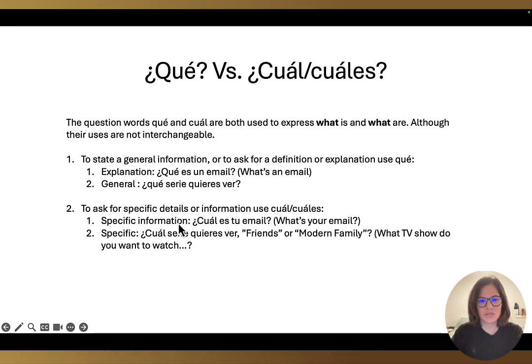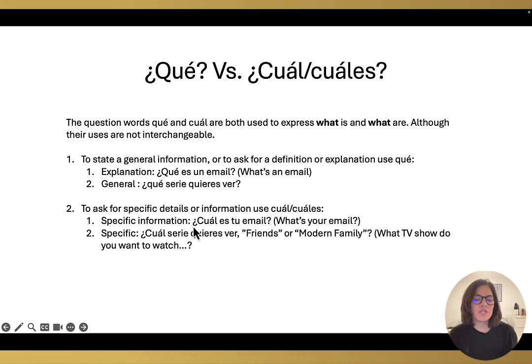And then we have number two, to ask for specific details or information, use cuál. Specific information, right? ¿Cuál es tu email? What's your email? So you're asking for information. You want to send this person an email, and then you want to know what their email address is. So that's information. It's not a definition. It's not an explanation. You want to know what that email address is so you can send an email. Okay? ¿Cuál es tu email?